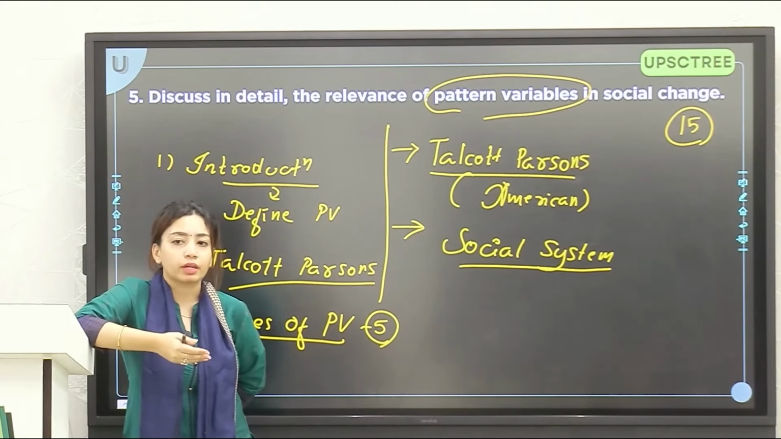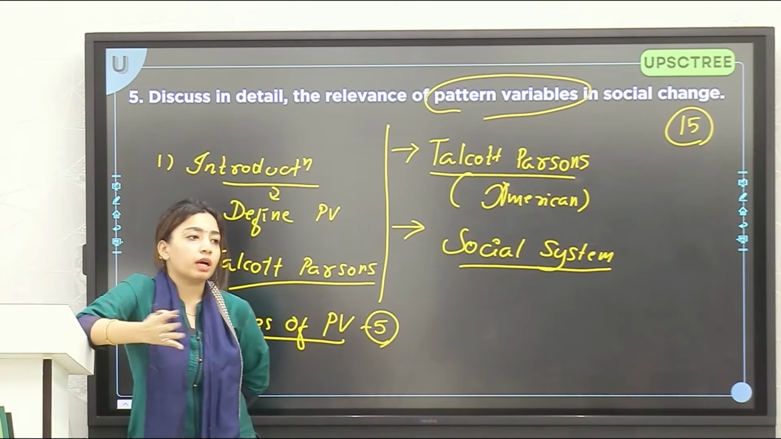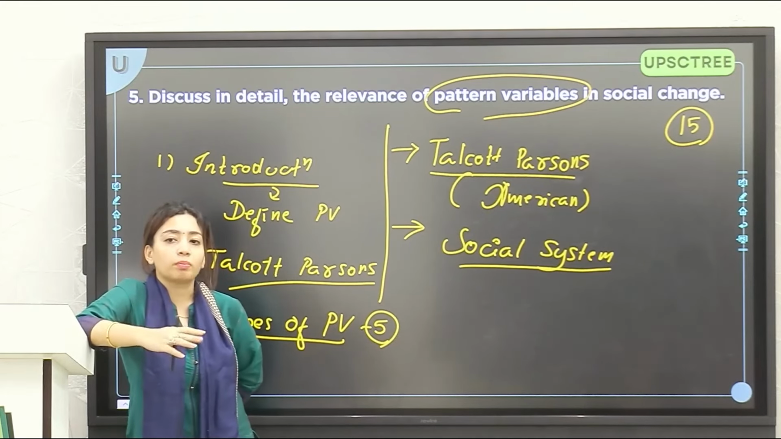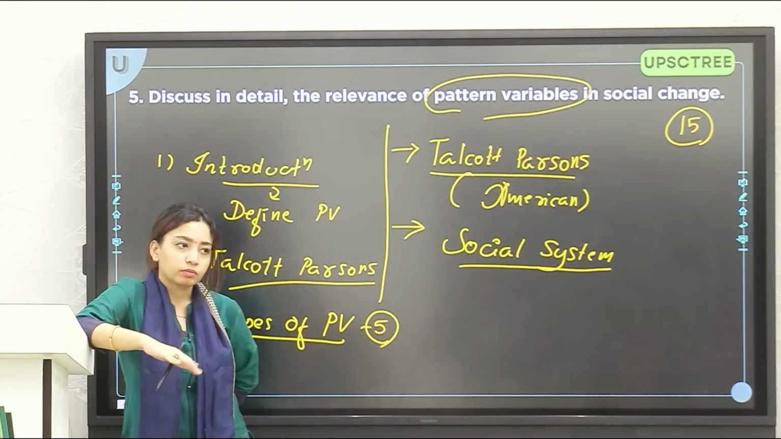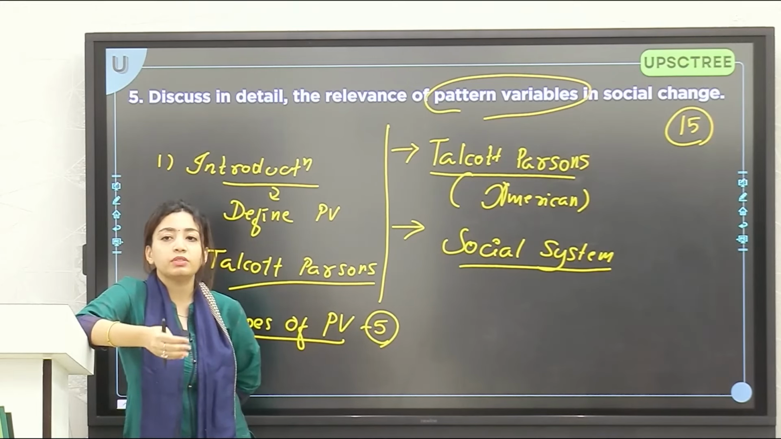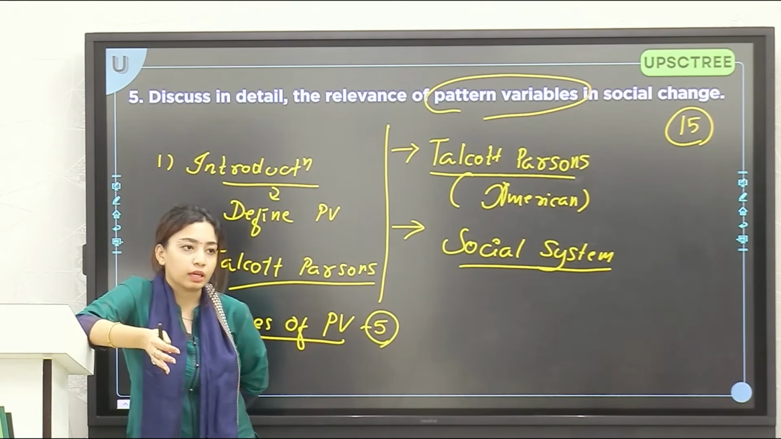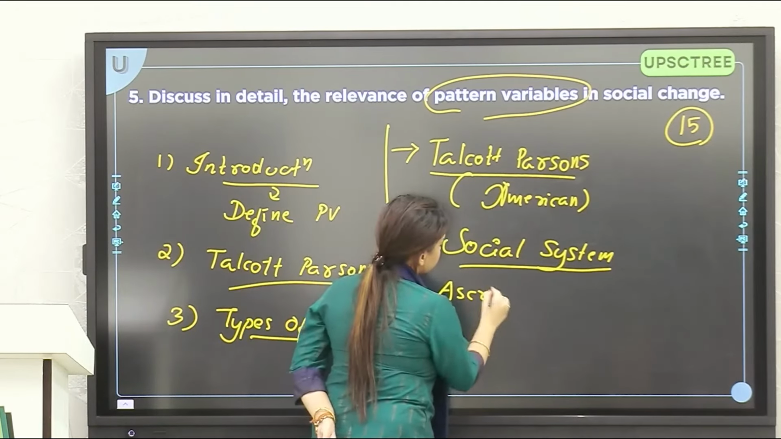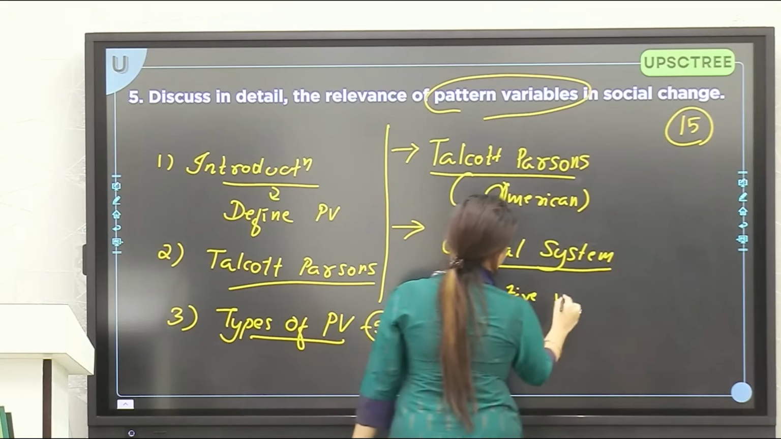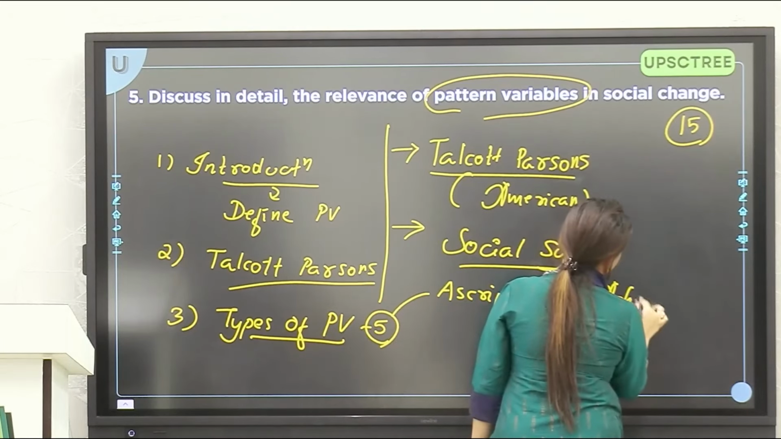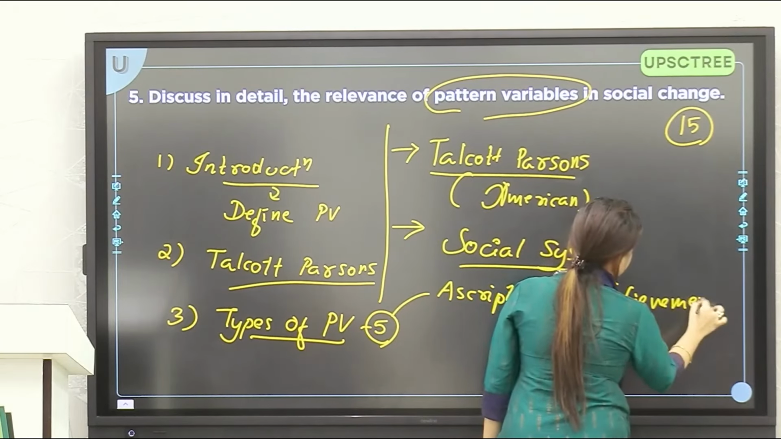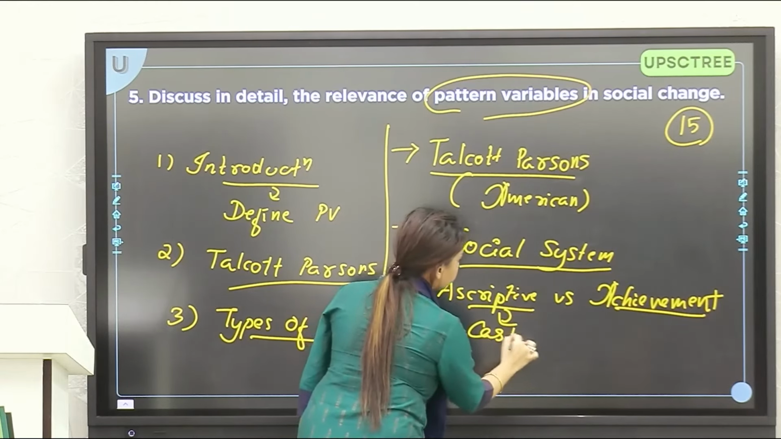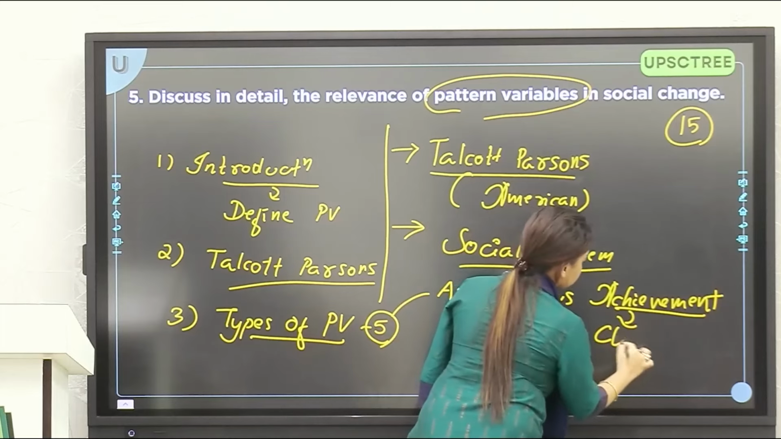Mother's love is affectivity. In comparison to that, affective neutral will be the role played by doctors. Okay, doctors and judges. That means you have to be value neutral, right? Then what is ascriptive? Ascriptive versus achievement based. Give me one example. Caste is ascriptive, achievement is class.